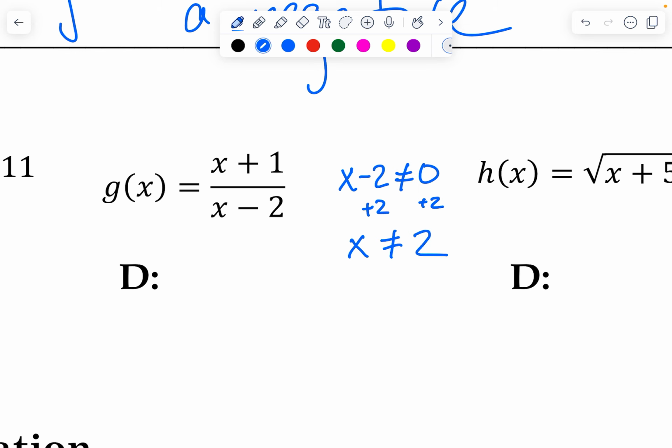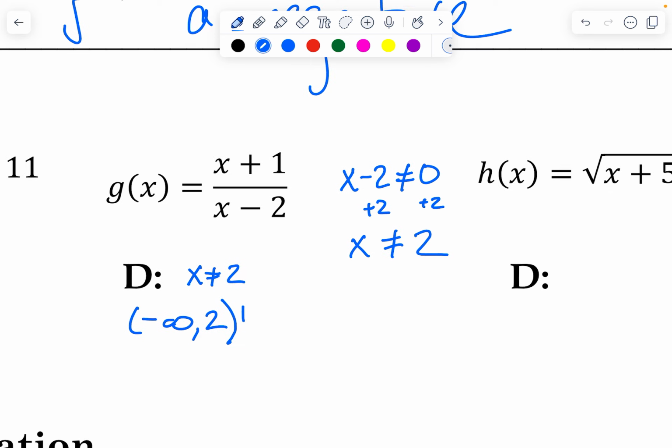And so I can write my domain that way, x cannot equal 2, or I could say it goes from negative infinity to 2. It does not include 2, which is why I use a soft bracket. Then I use the union symbol to show that it goes from positive 2 to positive infinity. Either of these notations is fine, unless I tell you specifically how I want you to write it.